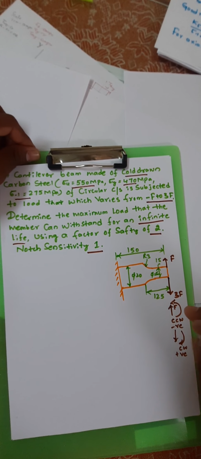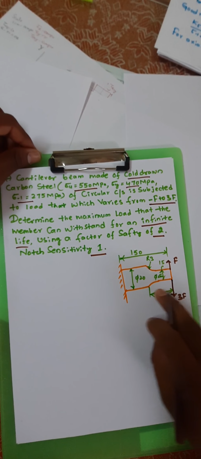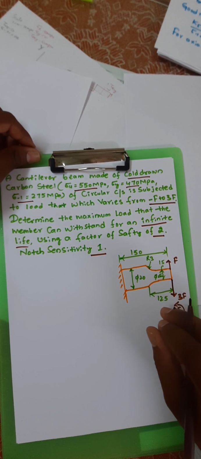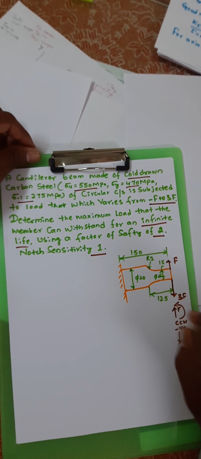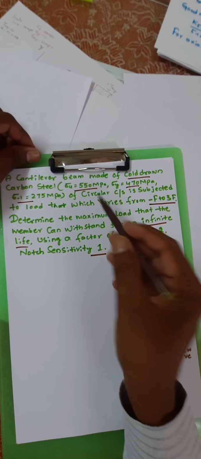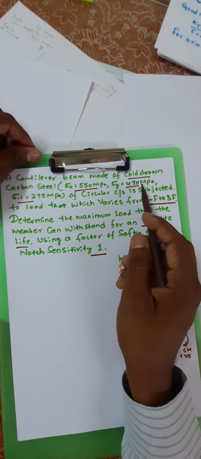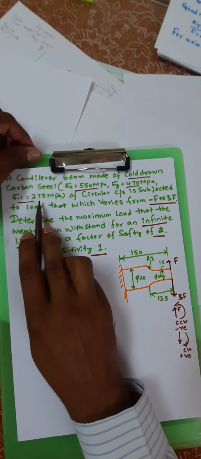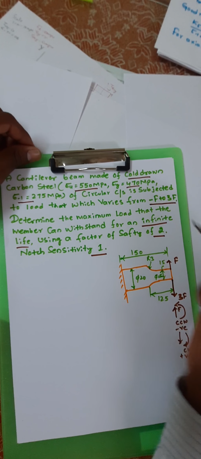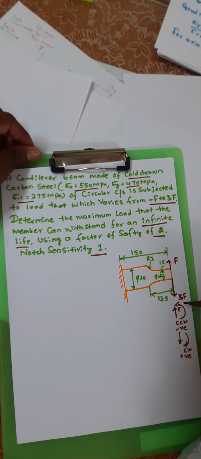When the load is applied on this cantilever beam, made of cold drawn carbon steel with an ultimate stress of 550 MPa, yield stress of 470 MPa, and endurance limit of 275 MPa, the load varies from minus F to 3F. So this is the given problem.